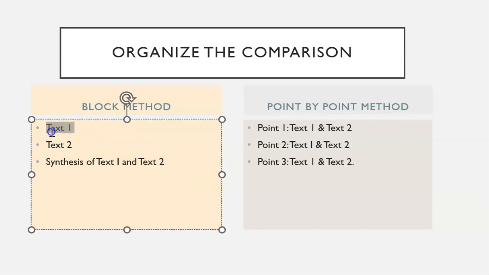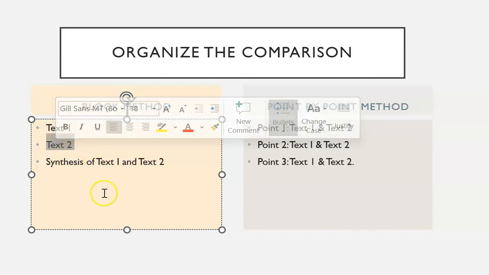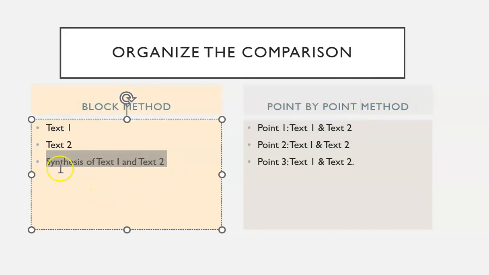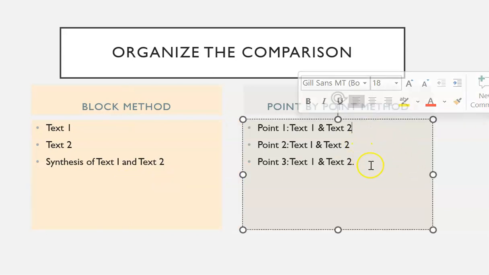So you'll talk about text one. So I might talk about Victor and Frankenstein first, and then I'll talk about Nora in A Doll's House, and then I'll have body paragraph number 3 where I talk about Victor and Nora together in one paragraph. So first you talk about them separately, and then you synthesize that information in your third paragraph.